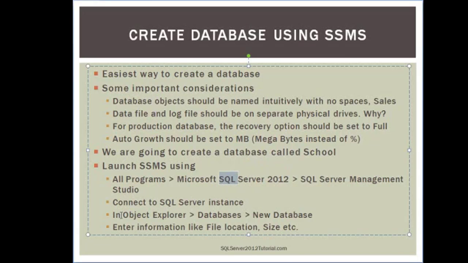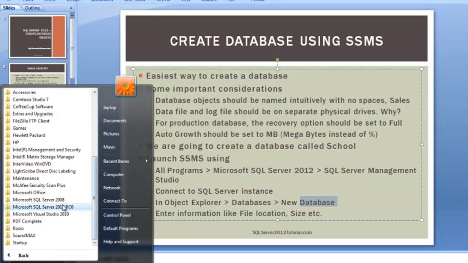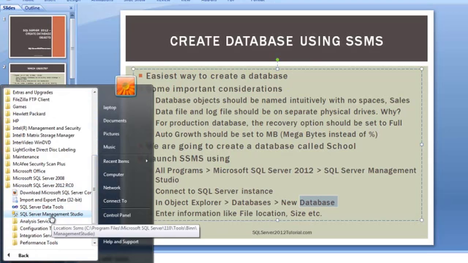So once I launch this, it's going to ask you which server you need to connect to, and I'm running SQL Server 2012 on my local box. In your case, you may be running this in your company, so you will have to connect to your proper server. And then once you're in your instance, the next thing you need to do is go to Object Explorer, Databases, and then New Database. Okay. And then you enter information like file, location, size, and whatnot. So let's go ahead and do that. We are going to switch gears. I'm going to go to Start, All Programs, Microsoft SQL Server 2012, and then Management Studio.